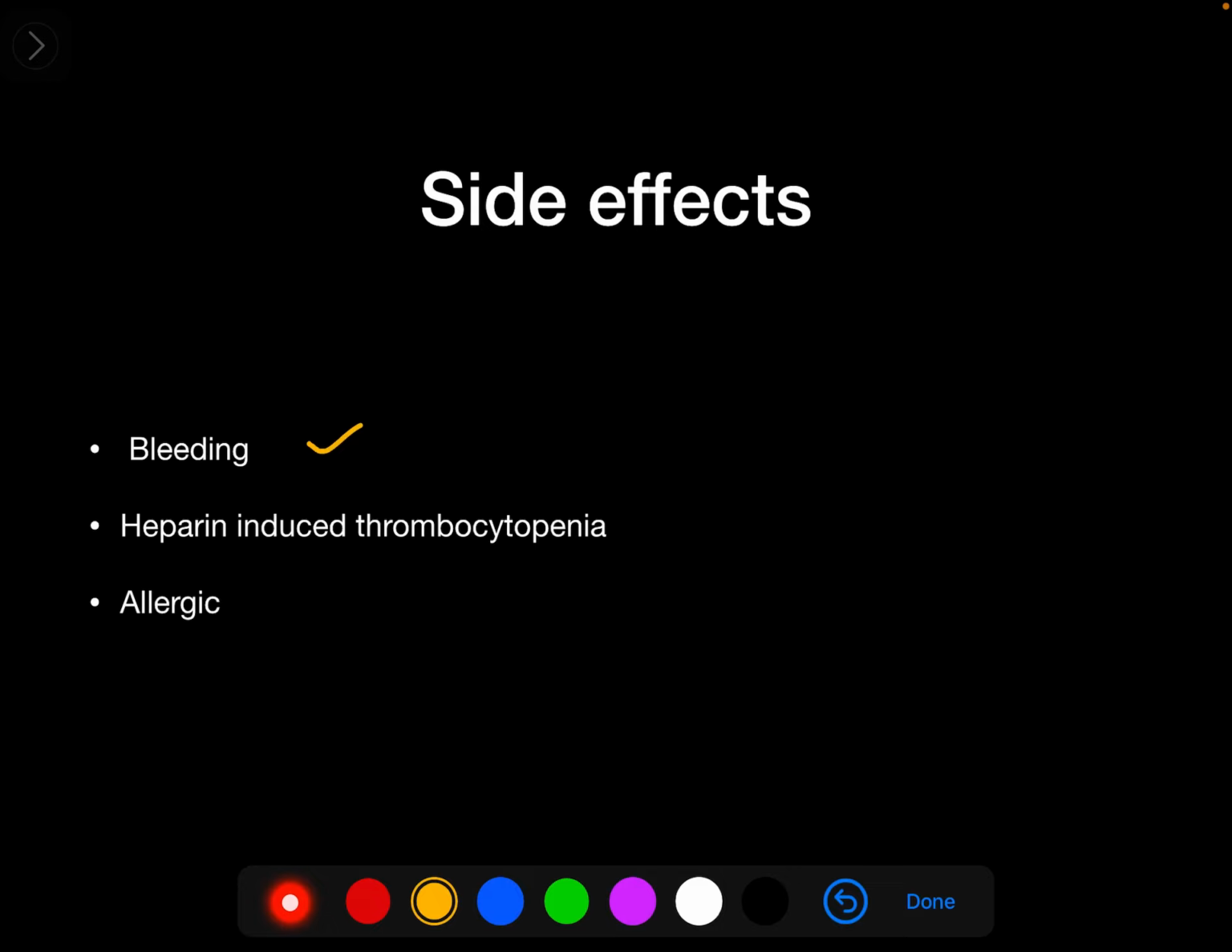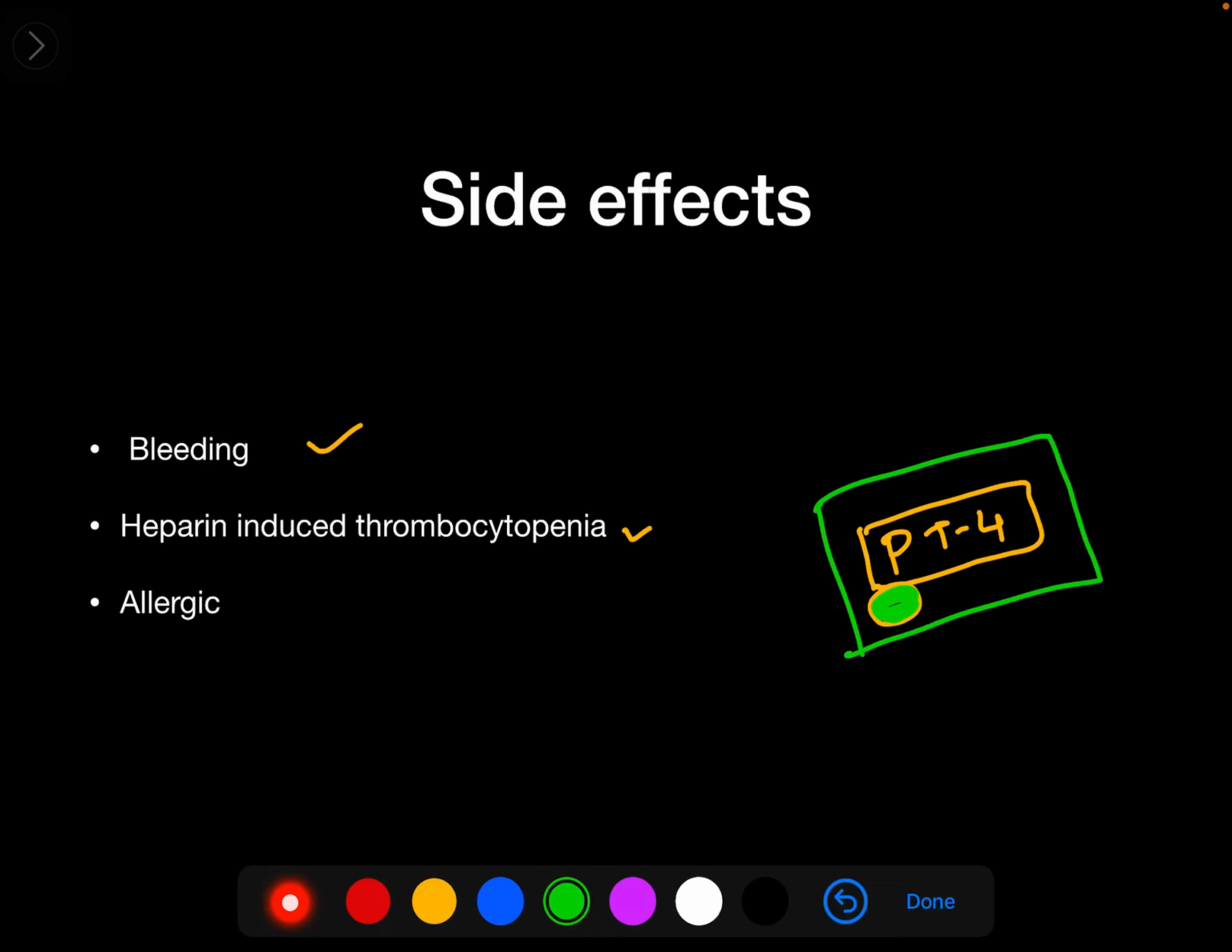There is also heparin induced thrombocytopenia. What happens is there is a platelet factor 4. When heparin binds to this platelet factor 4, our immune system finds this complex as foreign. So our immune system will form antibodies against this. This platelet factor 4 is located on the platelet. Imagine this is a platelet, and it has one site, that is platelet factor 4.